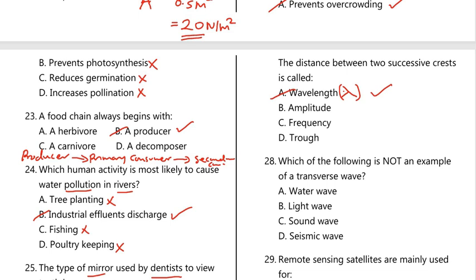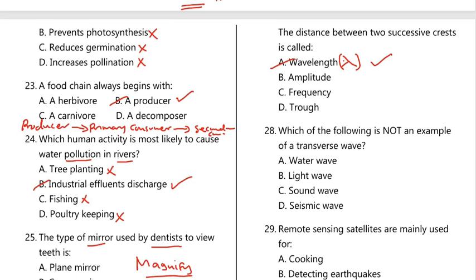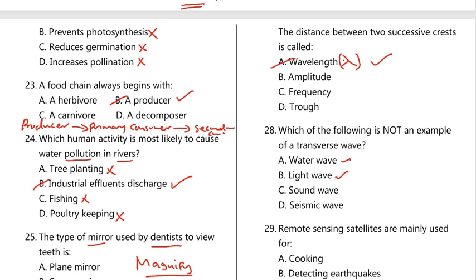28. Which one of the following is not an example of a transverse wave? You know that a transverse wave is characterized by troughs and crests, but a longitudinal wave is characterized by compressions and rarefactions. Water wave is transverse. Light wave is transverse. All electromagnetic waves are transverse. Sound wave is longitudinal. This is the right choice. It is not transverse. Seismic wave is a transverse wave. So the right choice is the sound wave.